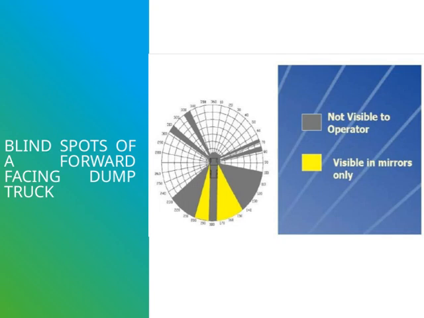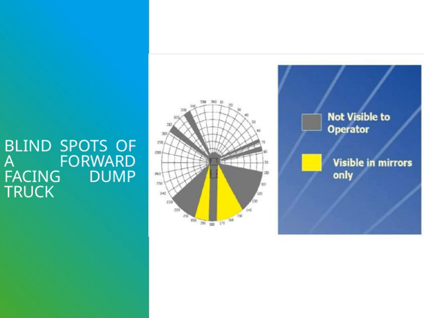Let's take a closer look at the blind spots of a forward-facing dump truck. These are the areas around the vehicle that the driver cannot see directly, even with mirrors. Understanding these blind spots is crucial for safety on the job site. There are typically 3 main blind spots to be aware of. First, directly in front of the truck, especially close to the bumper. Because of the size and height of the vehicle, the driver's view of anything right in front can be limited.